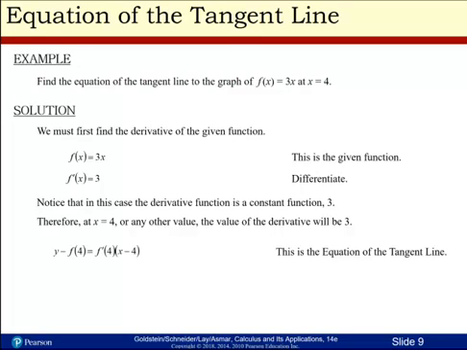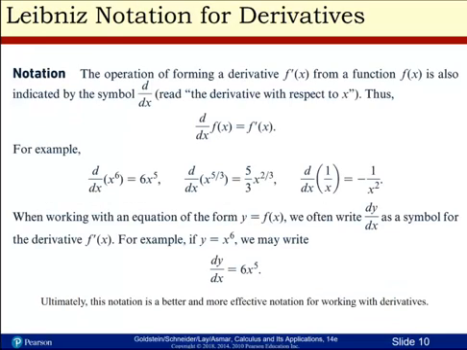So we are going to write down our equation of the tangent line, inputting x equals 4: y minus f of 4 equals f prime of 4 times the quantity x minus 4. Plugging those values in, y minus 12 equals 3 times x minus 4. Since f of 4 equals 12 and f prime of x equals 3, we can simplify, and we have y equals 3x, and that's the equation of the tangent line to that graph.